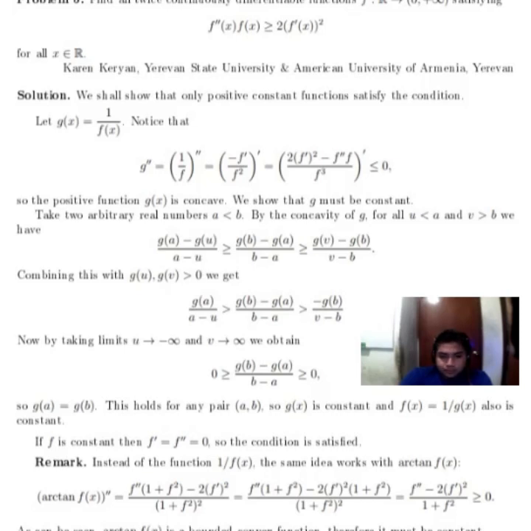Notice that g double prime equals the second derivative of 1 over f, which equals the derivative of negative f prime over f squared, which equals (2 times f prime squared minus f double prime times f) over f cubed, which is less than or equal to 0.